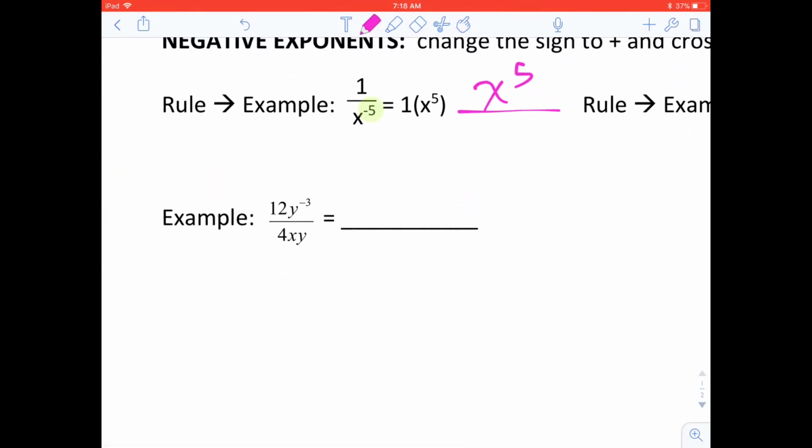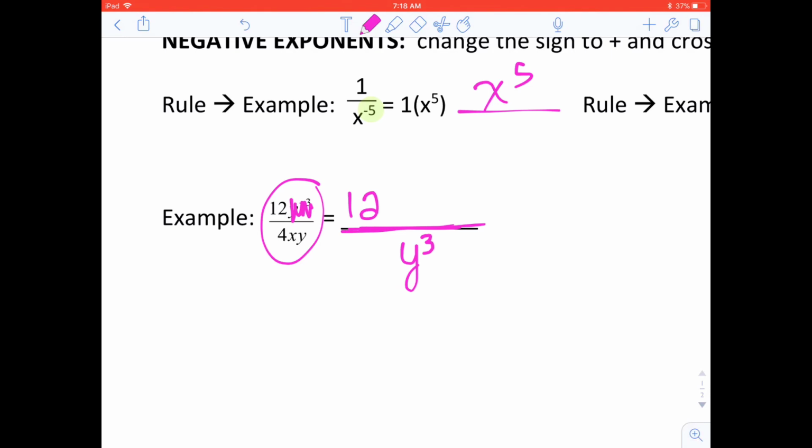So we don't want to work with negative exponents. We want to change everything to positive first. Then we'll apply our rules. So let's rewrite this guy with positive exponents. We're going to use this as our fraction bar. So we're going to write 12, y to the negative third. Remember, we want to make it positive 3. So you change the sign to positive and you cross the line. So that means that the y to the third is actually going to go on the bottom.